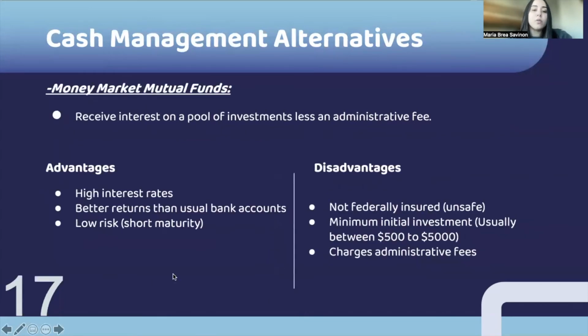Then money market mutual funds. Here you receive interest on a pool of investments, reduced by the administrative fee. Advantages are that you have high interest rates, better returns than usual bank accounts, and low risk due to the short maturity of this type of alternative. Disadvantages of money market mutual funds are that they're not federally insured, so they're unsafe or unsecured. You have a minimal initial investment between $500 and $5,000, and it charges an administrative fee, as I already said in the definition.